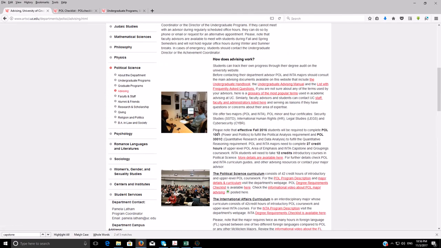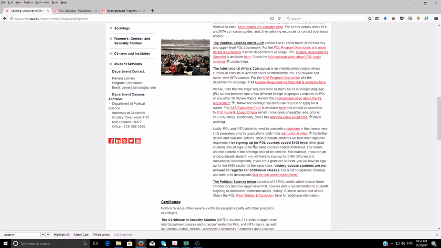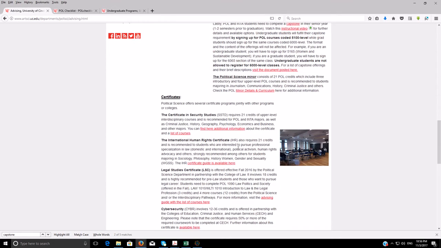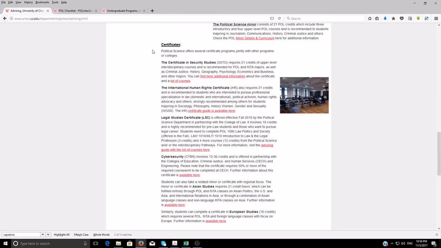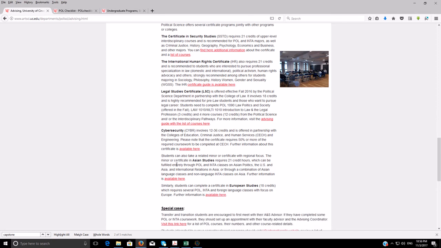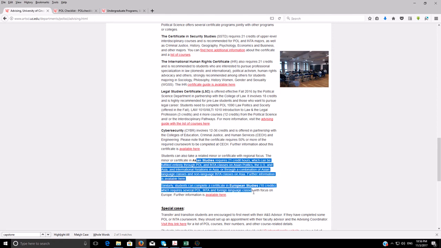Note that also our political science majors have the opportunity, along with their degree, to complete a certificate in one of our 4 certificates. That could be a certificate in security studies, in international human rights, in legal studies, or in cybersecurity. We also offer political science courses that can contribute toward completion of an area studies major or concentration, certificates such as Asian studies and European studies as well.